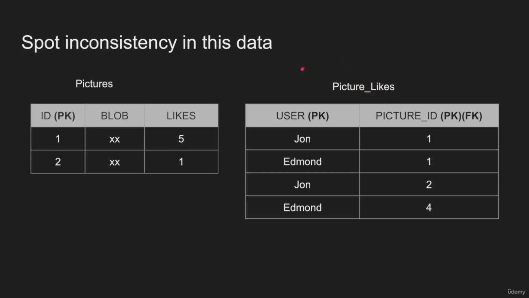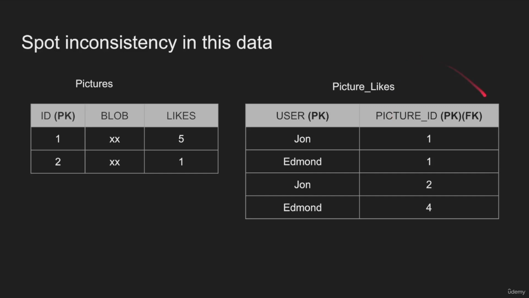So you might have already spotted picture 1 got 5 likes, but if you actually query the likes table, you can see that picture 1 only got 2 likes. So something got out of sync. This is an inconsistent referential integrity.